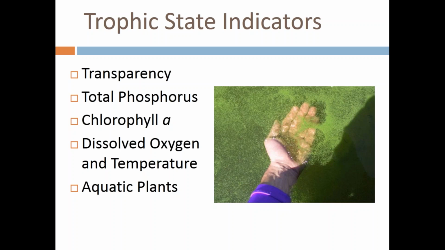And then the 4th and 5th here are the consequences. What are the consequences of having a very high nutrient lake with a lot of fish food in it that affects your dissolved oxygen and temperature in your aquatic plants? So altogether, these are considered to be trophic state indicators.